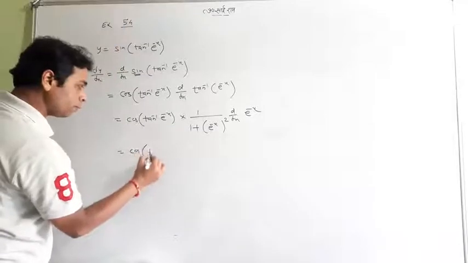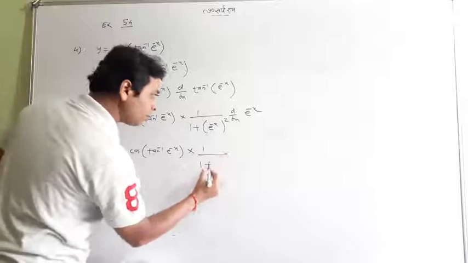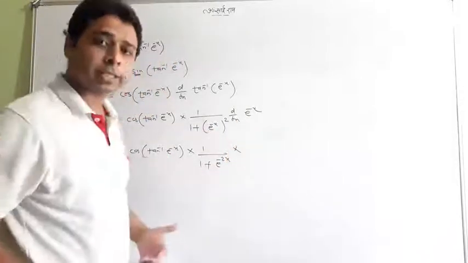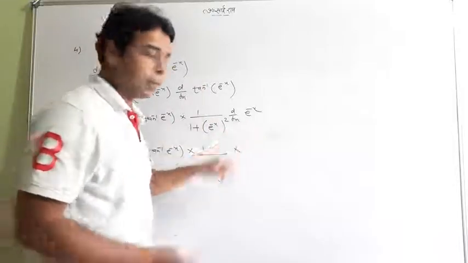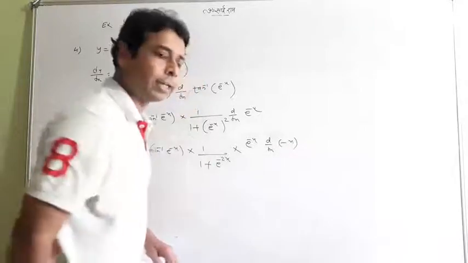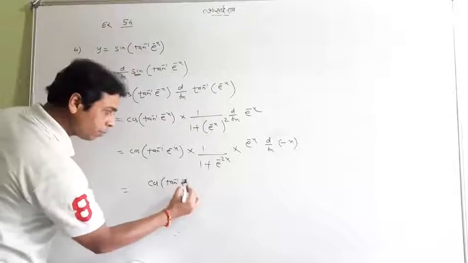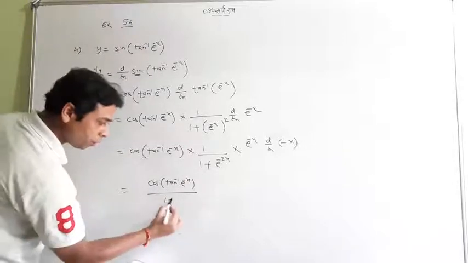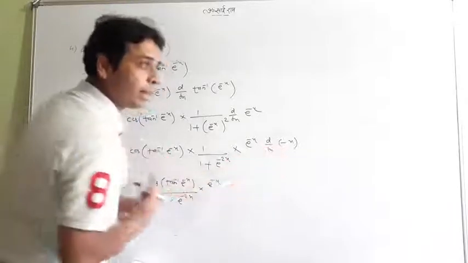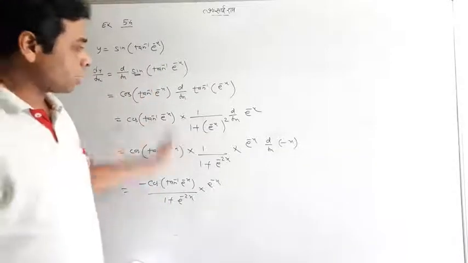So cos of tan inverse, then 1 upon 1 plus, these two will be e to the power minus 2x, no matter at all, and d by dx of e to the power minus x has two functions. First will be e. So e will be the same, and again differentiation of minus x will be minus 1. So overall I'll write cos of tan inverse e to the power minus x upon 1 plus e to the power minus 2x, into e to the power minus x, into the differentiation of minus x, which is minus 1. So minus 1 I am writing here. So this is the solution.